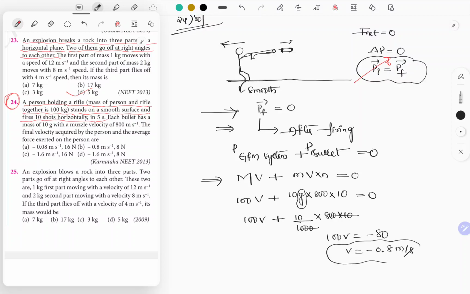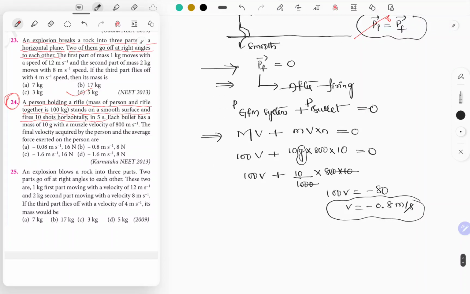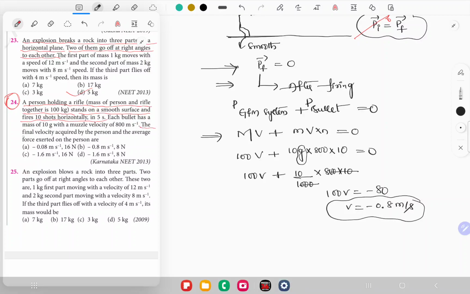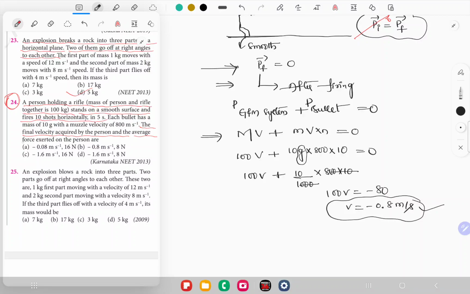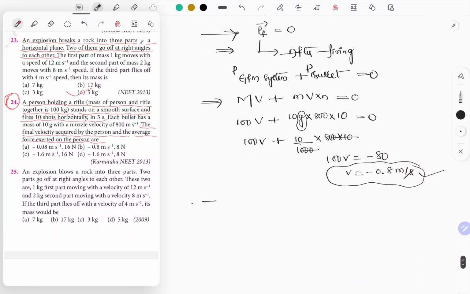So this is the velocity of the gun and man system, in which they are moving in the opposite direction to the velocity of the bullet. Okay, we got the velocity of the gunman system. So that is what they are asking. The final velocity acquired by the person, okay, that is equal to minus 0.8 meter per second. They are asking the average force exerted on the person, okay. So the average force exerted on the person can be calculated again.